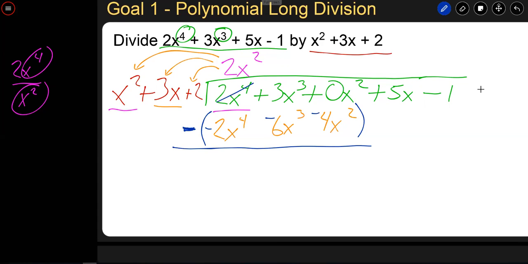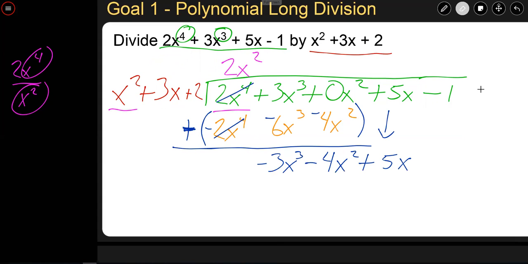2x to the fourth minus 2x to the fourth, or I'm sorry, I'm going to turn this into addition. 2x to the fourth plus negative 2x to the fourth is going to equal 0. 3x to the third plus negative 6x to the third is going to equal negative 3x to the third. And 0x squared plus negative 4x squared is going to equal negative 4x squared. Last thing I do for this first cycle through is bring down my next value, plus 5x. At this point, I'm just going to repeat the cycle again.